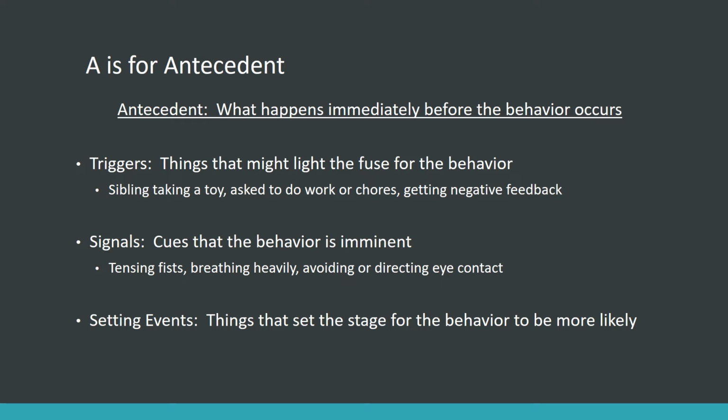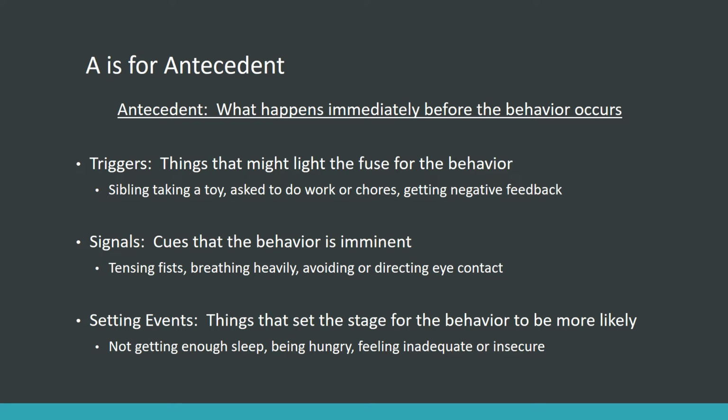The last one on here are setting events, and these are things that set the stage for the behavior to be more likely. So these are things like not getting enough sleep, or being hungry, or having some sort of feelings of inadequacy or insecurity. So this is why with teenagers especially, we might feel like we're walking on eggshells a lot, because we don't always know what some of those feelings are that are going through their minds, and we don't know the whole setting event. So we could end up seeing a huge behavior and not really understand where it came from until we sort of go back retrospectively and dissect it.